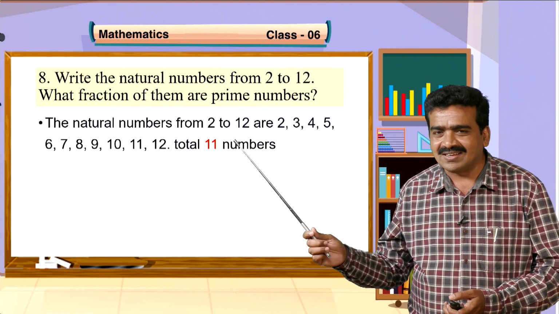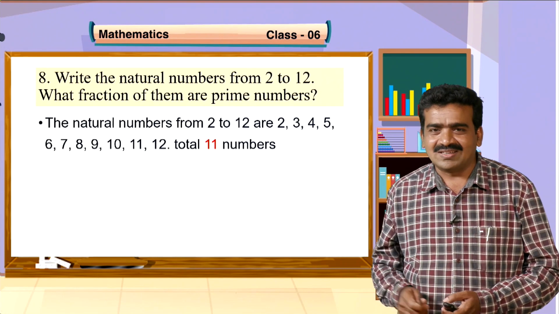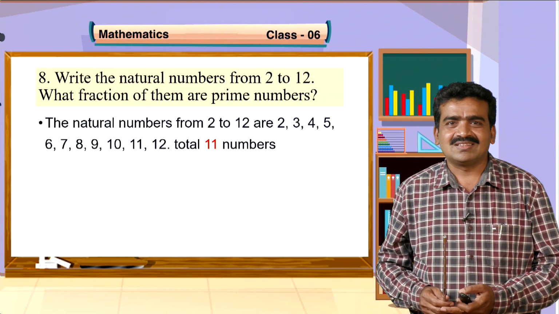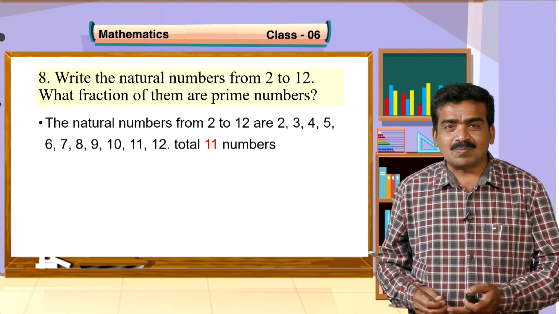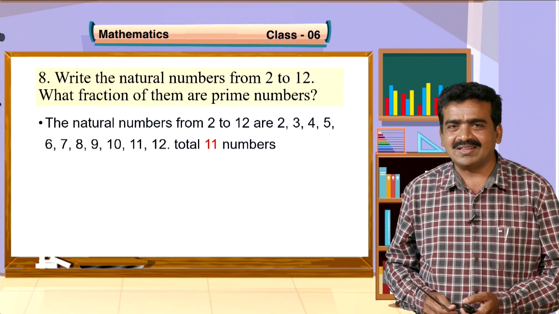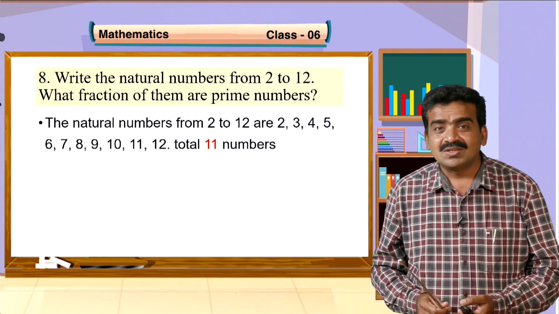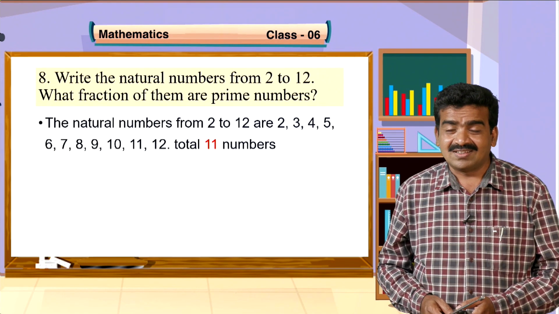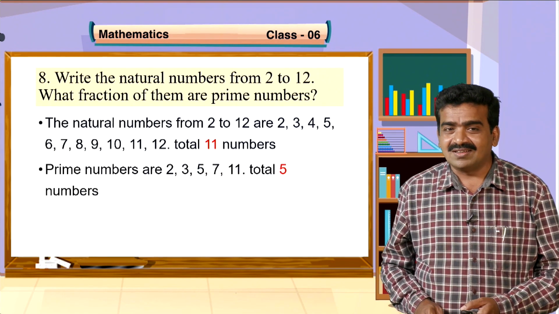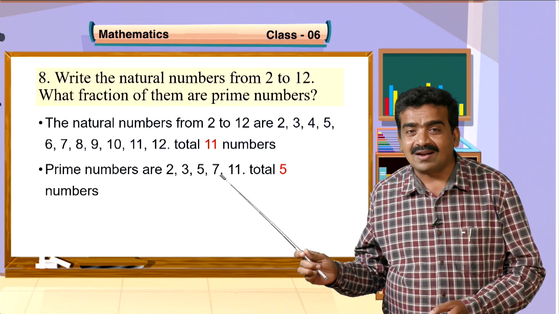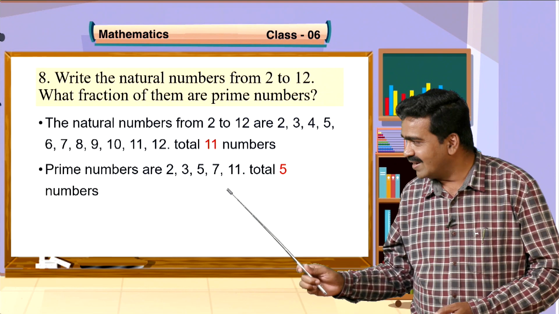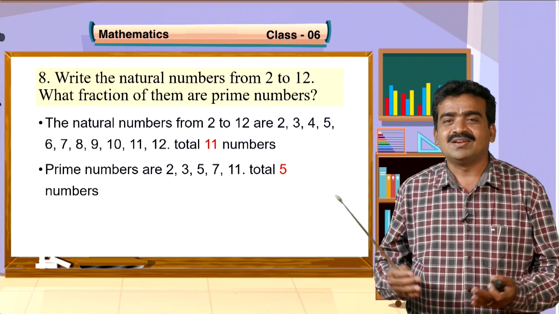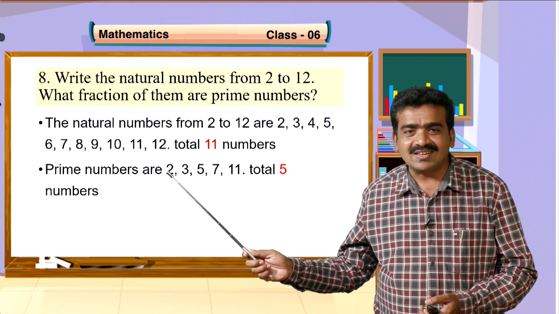Then how many numbers are there? Count them. There are 11 numbers. Out of this, how many numbers are prime numbers? You are familiar with prime numbers. What are prime numbers? Yes, you are exactly correct, my dear students. Prime numbers are the numbers which are not divisible by any other number except 1 and the number itself. Here, the prime numbers from 2 to 12 are 2, 3, 5, 7, 11. These are the prime numbers between 2 and 12. How many prime numbers are there here?